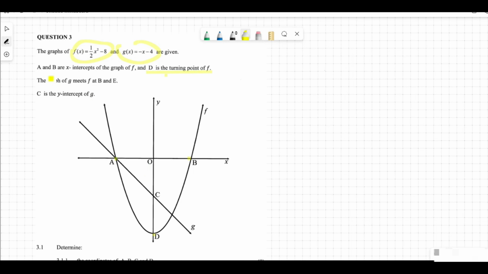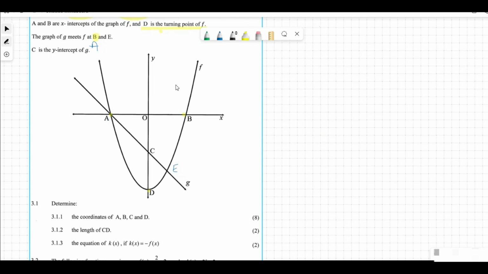I think it's going to be at A. Can you say that they're meeting at A? Yes. So I think there's a typing error here. The graph of g meets f at A and E. So I would suppose this is going to be our point E. C is the y-intercept of g. Okay, there it's C.